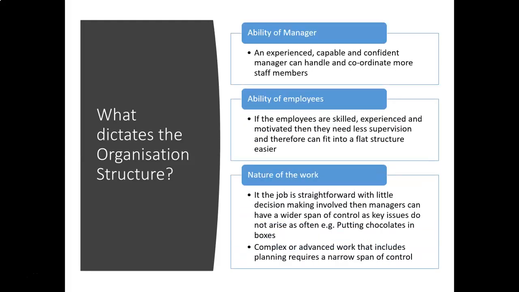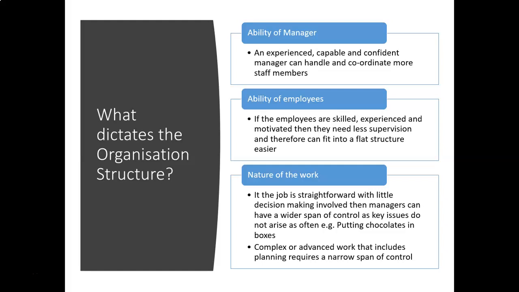Okay, let's go on to the next slide. What dictates the organization structure? Ability of manager. An experienced, capable, and confident manager can handle and coordinate more staff members. Now, the ability of employees. If the employees are skilled, experienced, and motivated, then they need less supervision and therefore can fit into a flat structure easier. And then the third one is the nature of the work.